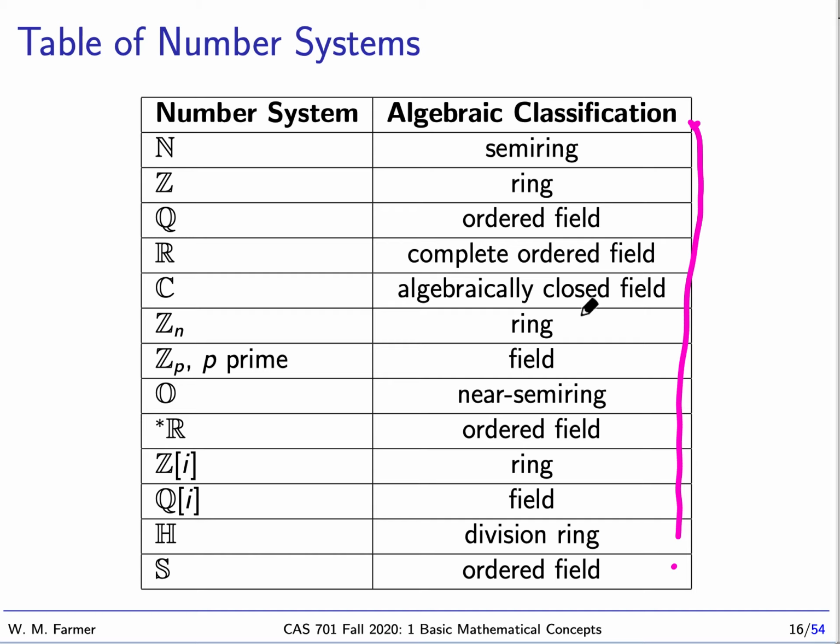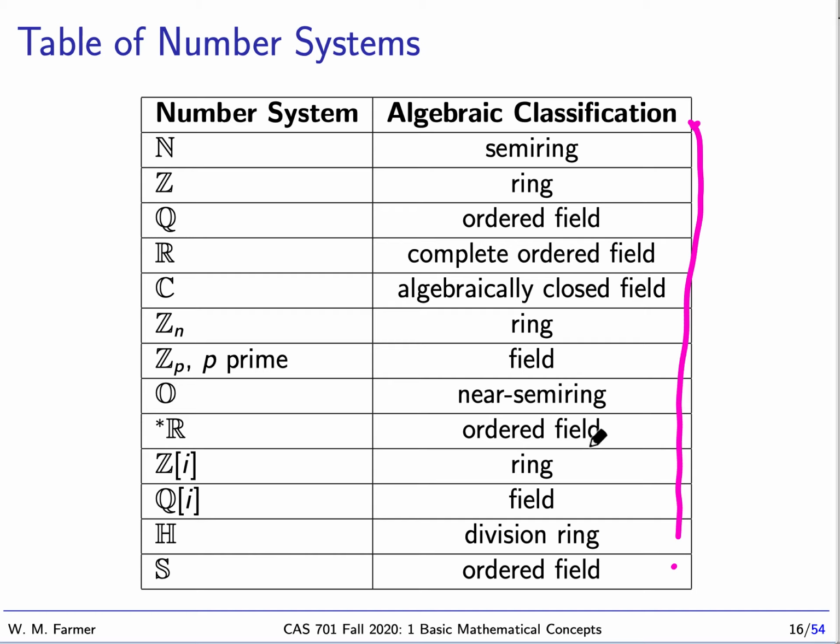With the complex numbers, we have an algebraically closed field. With the modular integers, if n is not prime, we have a ring that's not a field, and if n is prime, we have a field. The ordinals are a near semi-ring. This is because addition and multiplication are not commutative.